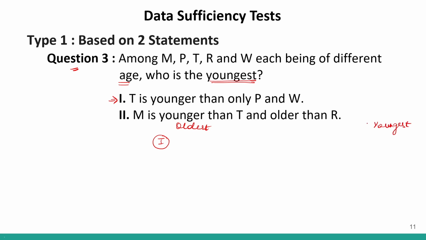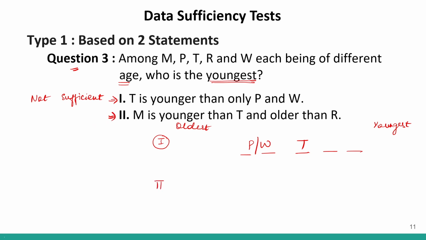Okay. Statement 1 says that T is younger than only P and W. So if we have 5 positions, 1, 2, 3, 4, 5, we know the position of T will be 3. Correct? 3 from each of these sides. But we cannot determine who will be the youngest. So this statement alone is not sufficient.